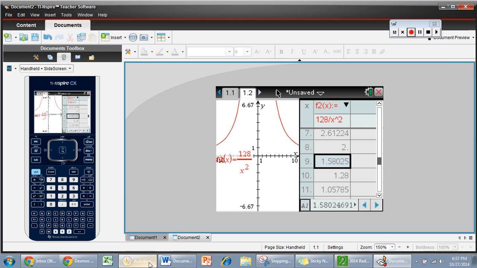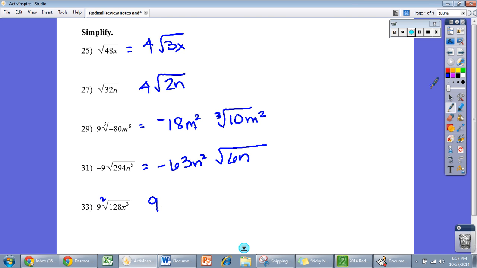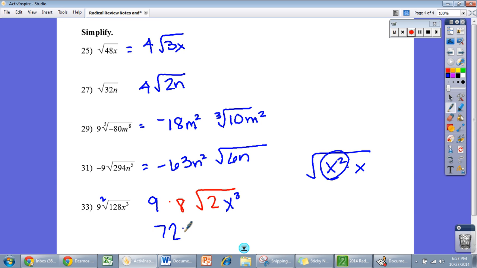So let's go back to our problem. We had a 9 on the outside, and we said 8 square root of 2. Now don't forget we have this x to the 3rd to deal with. And again, we can think about this as x squared times x. That would make x to the 3rd, and the square root of x squared is x. So we're going to multiply this: 72x square root of 2x. So my final answer is 72x square root of 2x, and we're done.